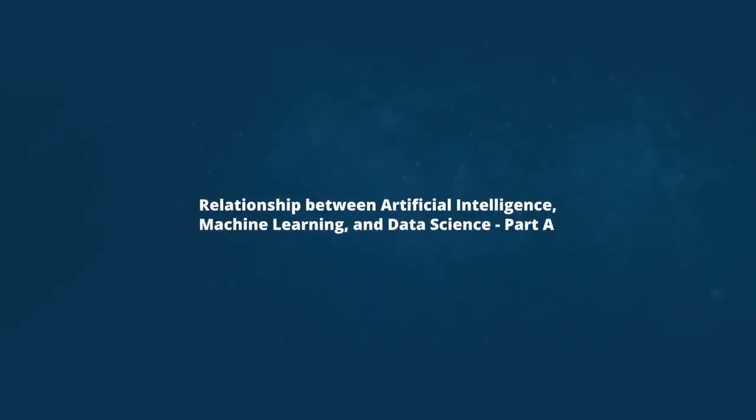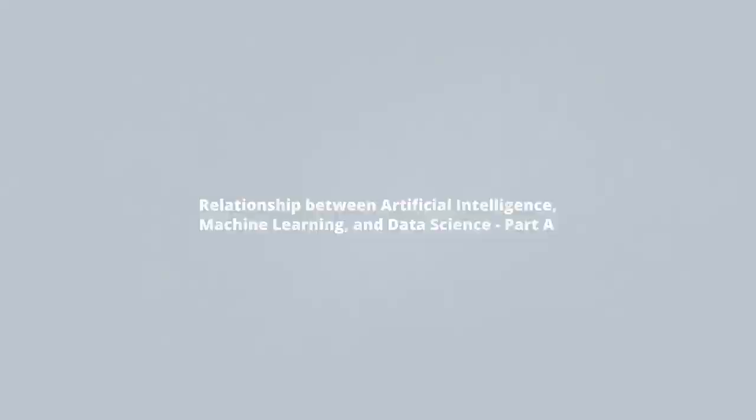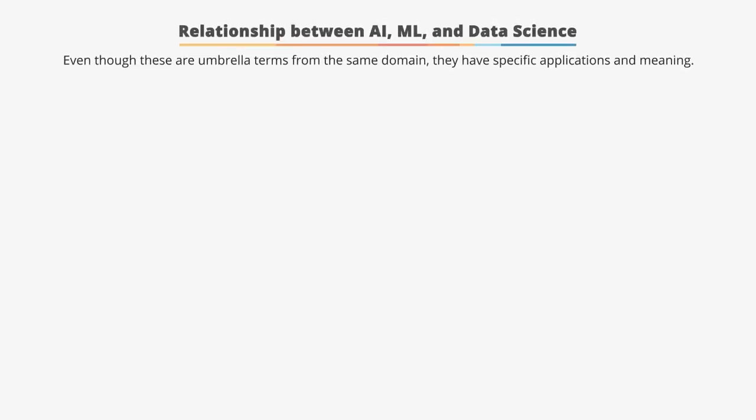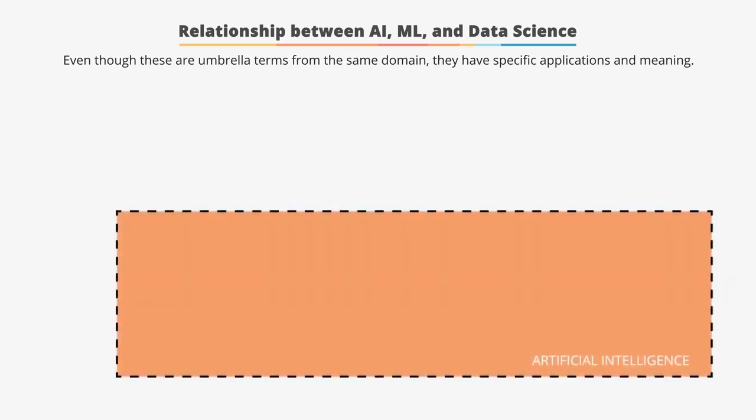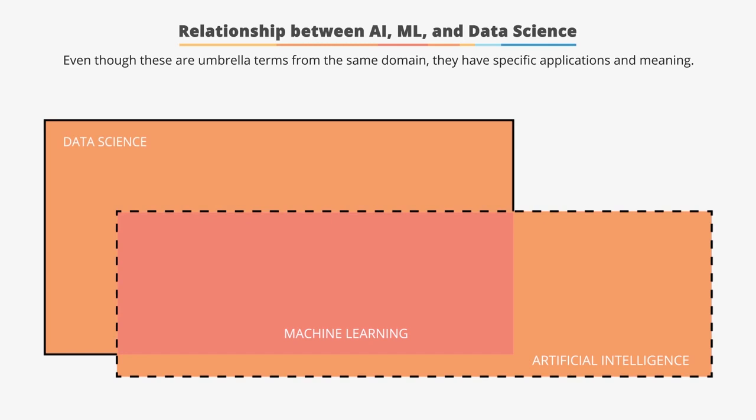Now let's move ahead and understand the relationship between artificial intelligence, machine learning, and data science. Even though the terms artificial intelligence, AI, machine learning, and data science fall in the same domain and are connected to each other, they have their specific applications and meaning. Let's try to understand a little about each of these terms. Artificial intelligence systems mimic or replicate human intelligence. Machine learning provides systems the ability to automatically learn and improve from experience without being explicitly programmed. Data science is an umbrella term that encompasses data analytics, data mining, machine learning, artificial intelligence, and several other related disciplines.